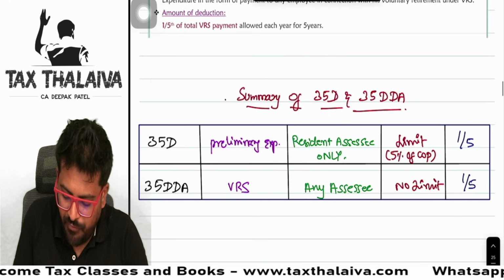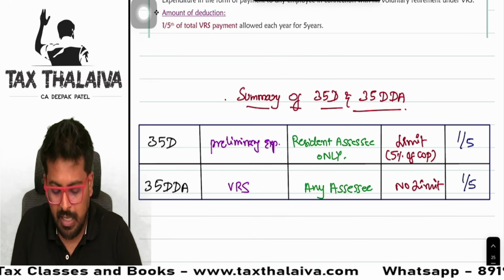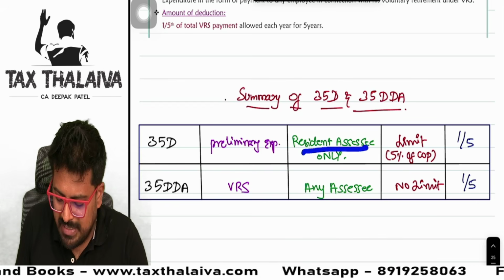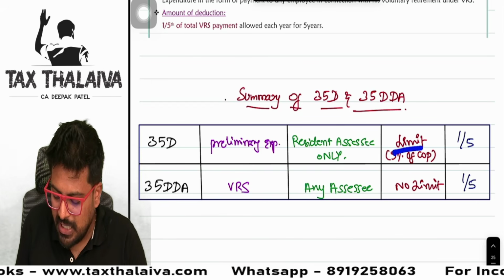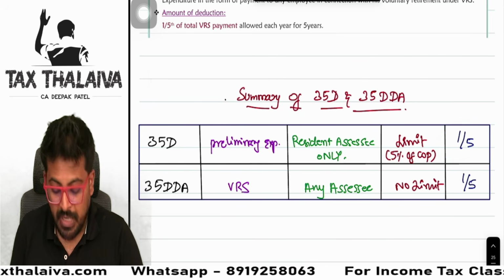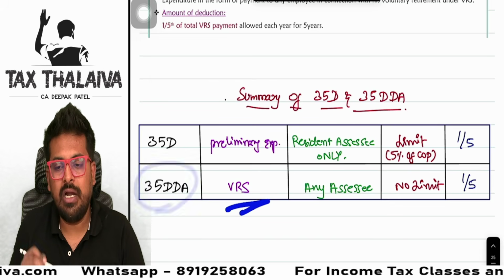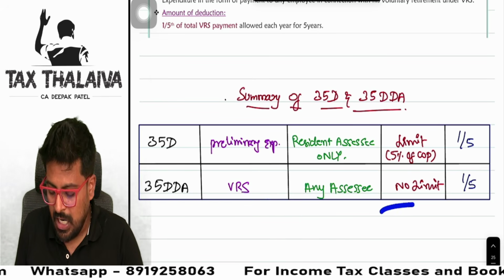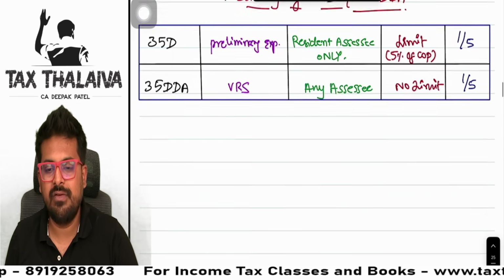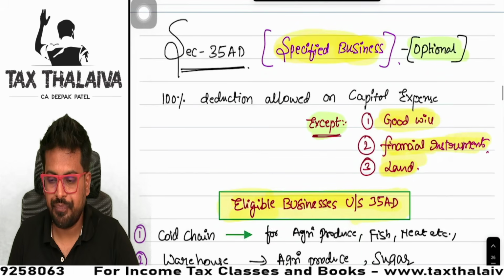So the summary of 35D and 35DDA is very simple. In 35D, preliminary expenses of business are covered for resident assessees only. Limit is 5% of COP or capital employed, whichever is higher, and 1/5 is allowed. But in 35DDA, under voluntary retirement, any assessee can take. There is no limit, but 1/5 only allowed. 1/5, 1/5, like this, 5 years they will allow the expenditure.